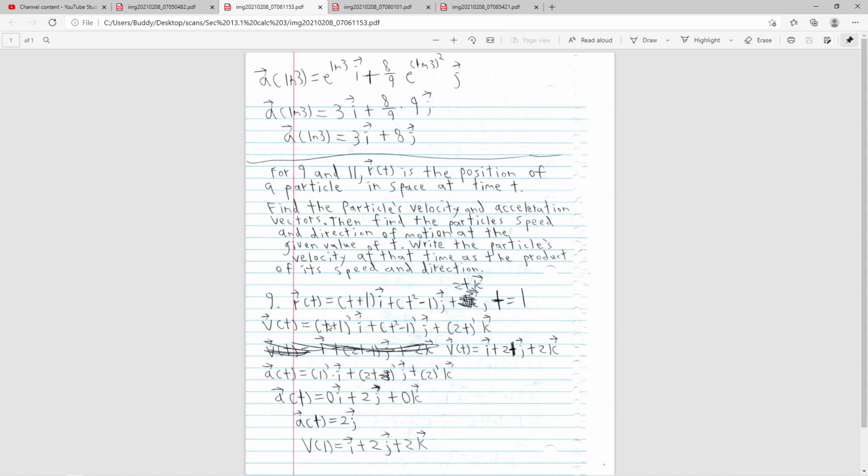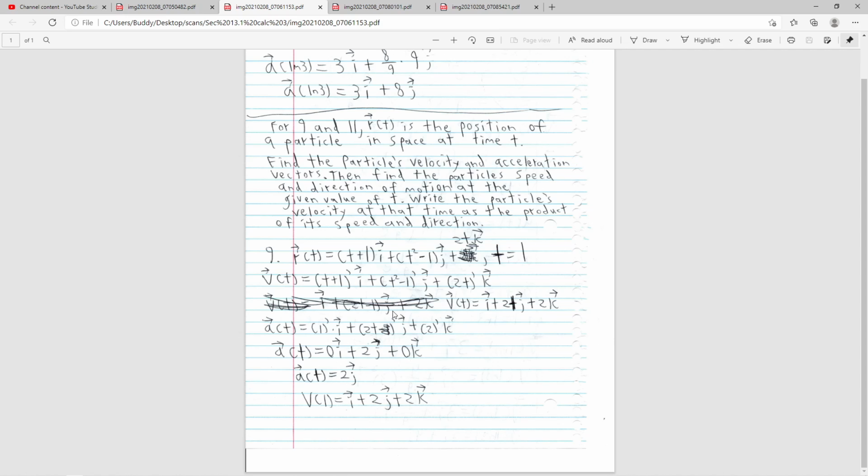Okay, so we have r(t) = (t + 1)i + (t² − 1)j + 2tk. t = 1 is what we have to evaluate it at. Velocity vector and acceleration vector are easily found by taking derivatives. The derivative of t + 1 is just 1, the derivative of t² − 1 is 2t, and the derivative of 2t is 2. That's what the velocity vector is with i, j, and k.